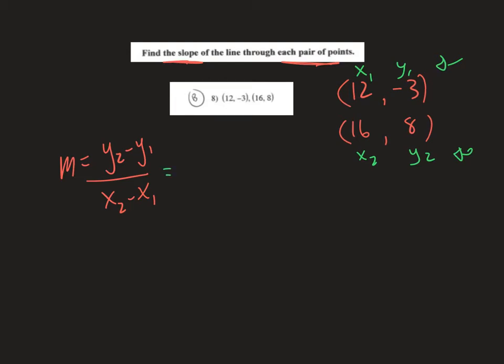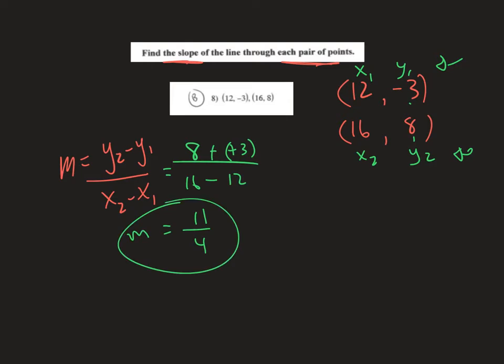Now that I've had them labeled, I can carefully put them into my slope formula. y2 is the value of 8, because that was y2, minus y1, which is negative 3. So that's minus a negative 3. Then x2, 16, minus 12. Then we process. 8 minus a negative 3 is the same as 8 plus 3, which is going to be 11. And 16 minus 12 is going to be 4. So we have a slope of 11/4. Reduce the fraction if possible. 11 is prime, so that's our final answer.